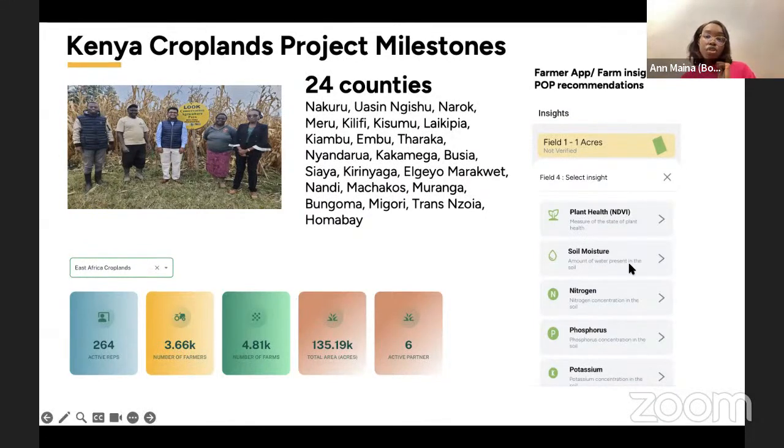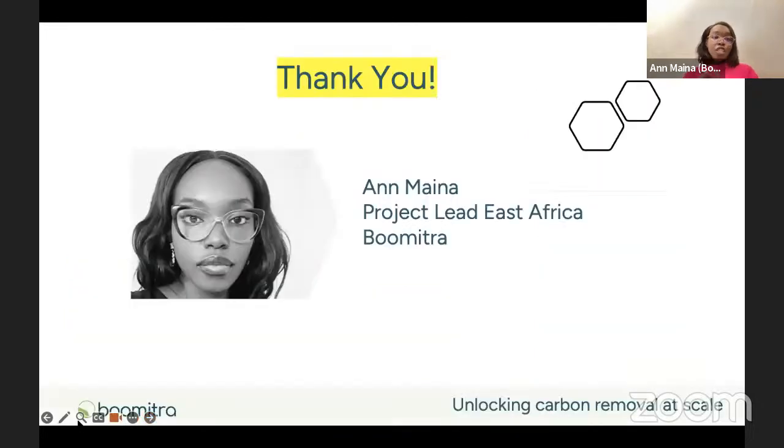You can also track the soil moisture. You can also track the nitrogen. You can also track the phosphorus and the potassium. And we are slowly but surely adding more nutrients and more insights, so we can help our farmers adopt better practices and make better decisions for their farms.